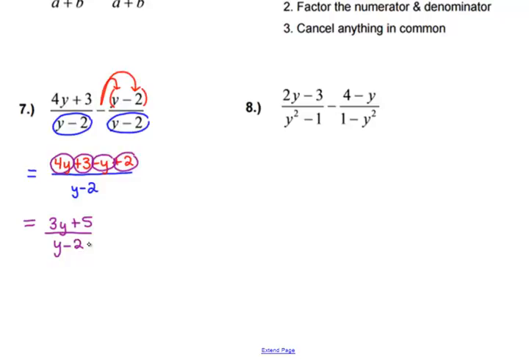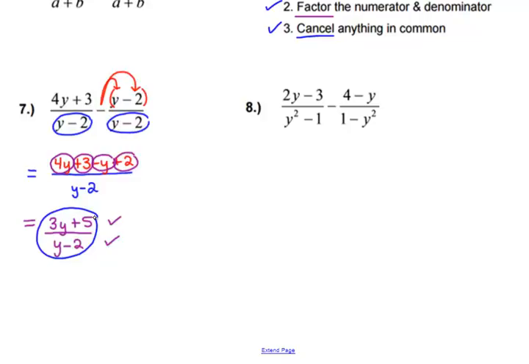Now once you get that far, you ask yourself 3 questions. Can I factor anything? Can I factor out the top? No. Can I factor out the bottom? No. And then once we know we can't factor, we're done with our step 2. Our step 3 is to cancel anything, and if I look, I cannot cancel anything, so I am done. So we're done with that one.